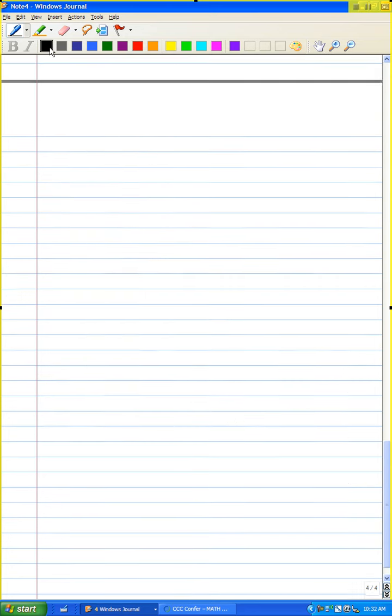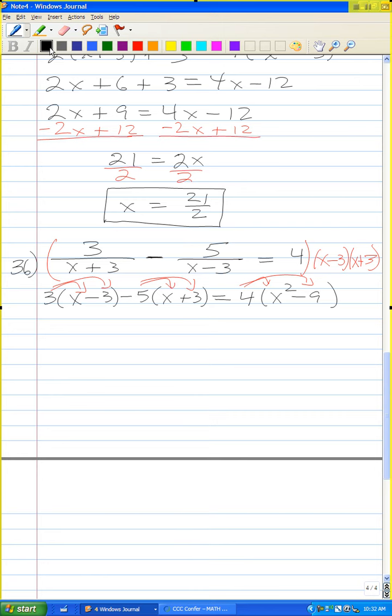And so you get 3x minus 9 minus 5x minus 15 equals 4x squared minus 36. Combine like terms. 3x minus 5x is negative 2x. Negative 9 minus 15 is negative 24, equals 4x squared minus 36.